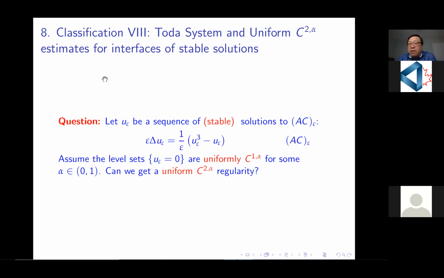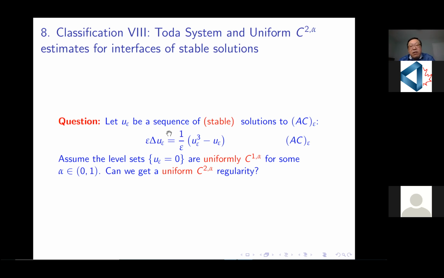Okay, so the last result is a quantitative result of general solutions. I'm going to discuss the so-called role of the Toda system in the uniform C2 alpha estimate for interfaces for stable solutions. So this is the question we want to answer.